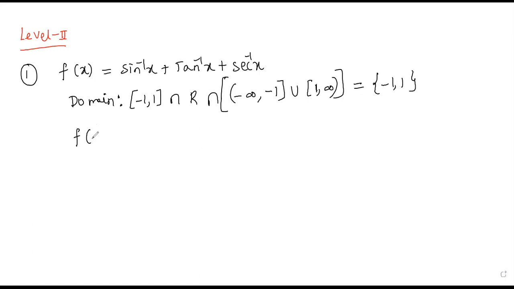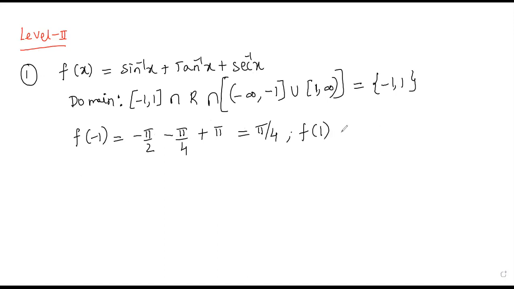So first I'm calculating f of minus 1. Sine inverse of minus 1, what will you get? Minus pi by 2. Tan inverse of minus 1, what will you get? Minus pi by 4. Secant inverse of minus 1, what will you get? Pi. So thus f of minus 1 is pi by 4.